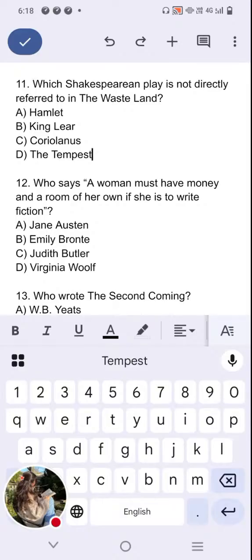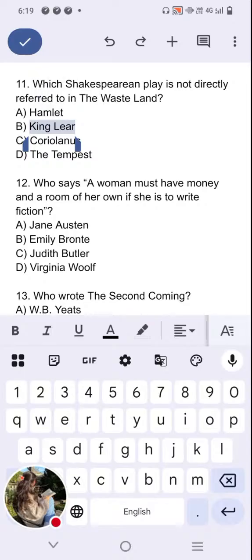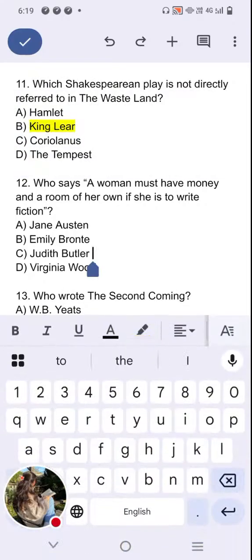And I can see several comments that are saying Coriolanus, but unfortunately the right answer is option B, King Lear. King Lear is the one that is not mentioned or referred to in The Wasteland.